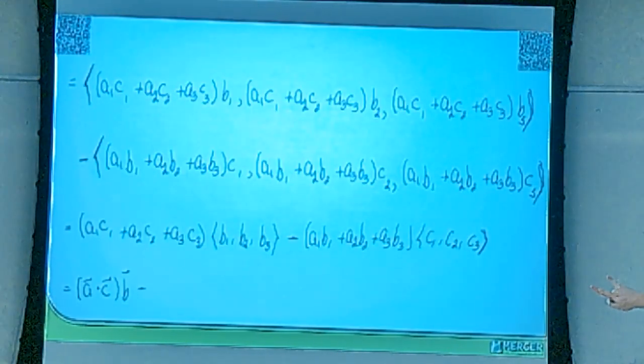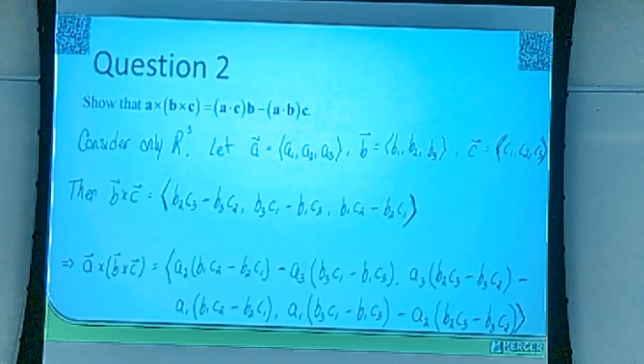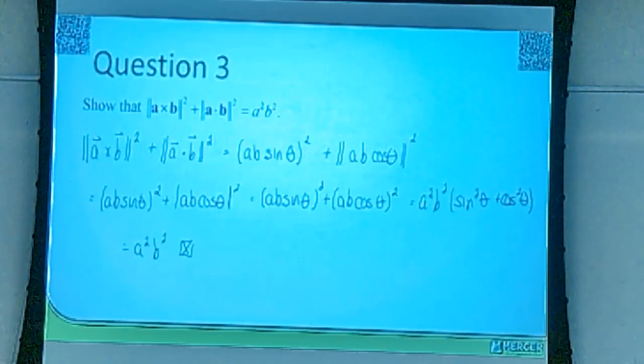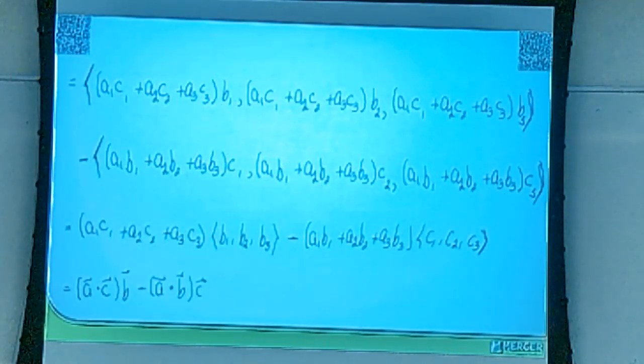What's that? What's A1, B1 plus A2, B2 plus A3, B3? A dot B. Wasn't that what we wanted? So it's complete.